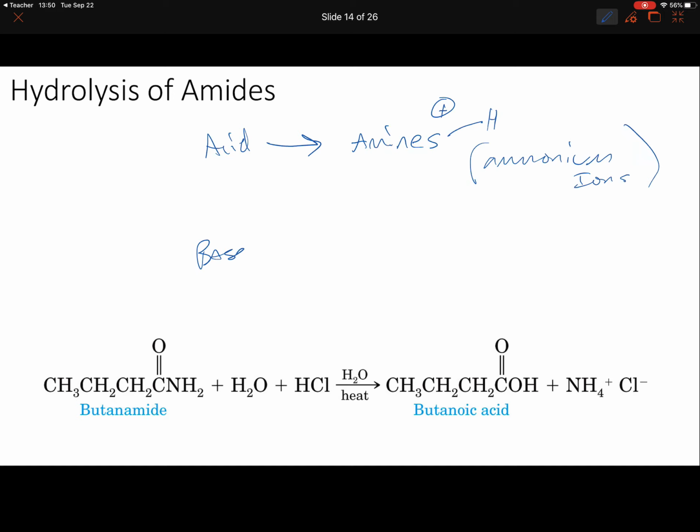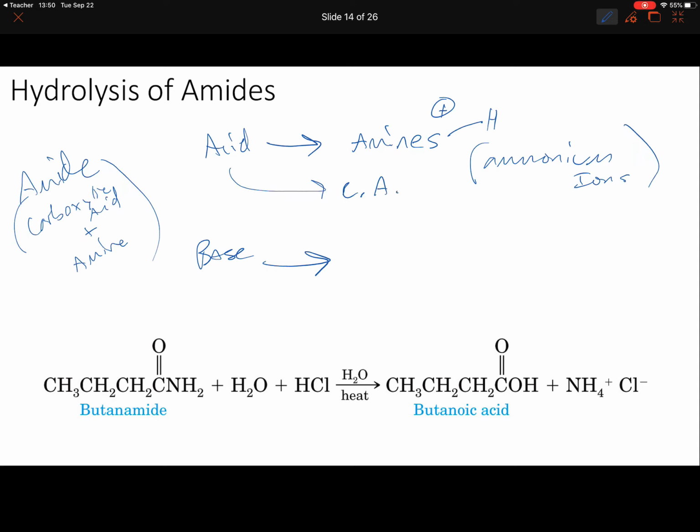In base, right, when we hydrolyze, don't forget, the amide that we're talking about here is comprised of carboxylic acid and amine. So that's why we're talking about it. In acid, you get back your carboxylic acid, okay? But your amine becomes an ammonium ion. In base, you get back your amine just like normal. The amine is a base molecule. It's perfectly happy in base. But in base, we get our carboxylate ion.